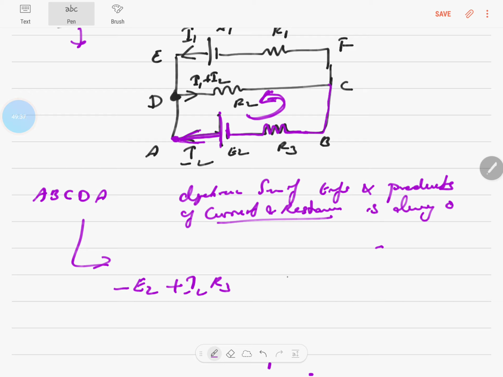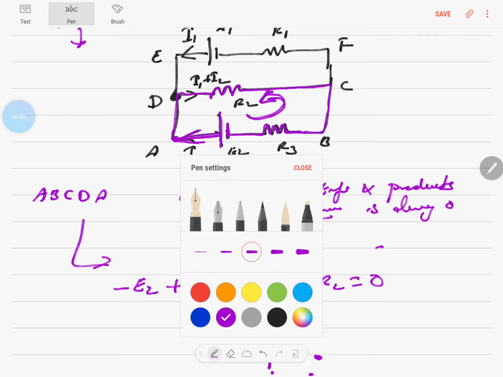Then go here, and you have the resistance R2, in which the current is again flowing in the opposite direction to the direction I am going. So plus I1 plus I2 into R2 is equal to 0, and it's closed. So this is how we write a loop rule.